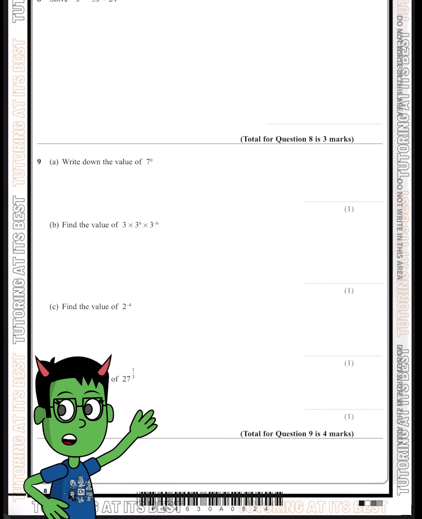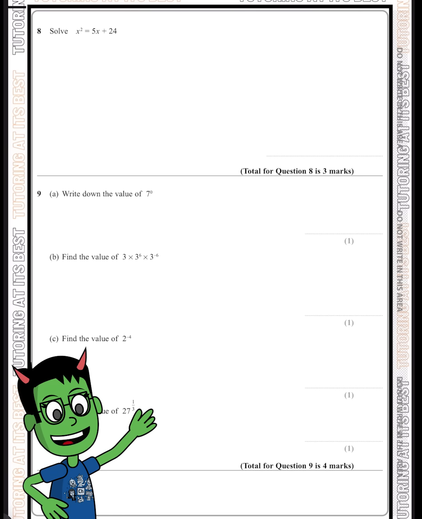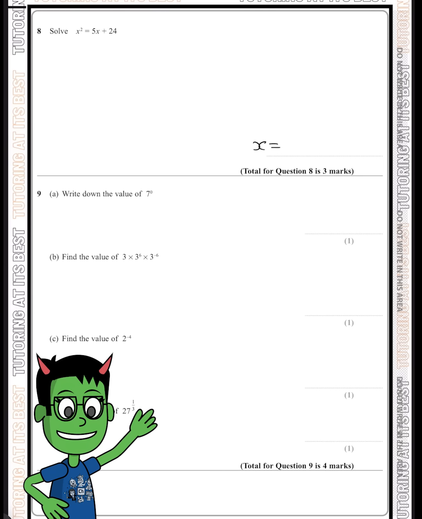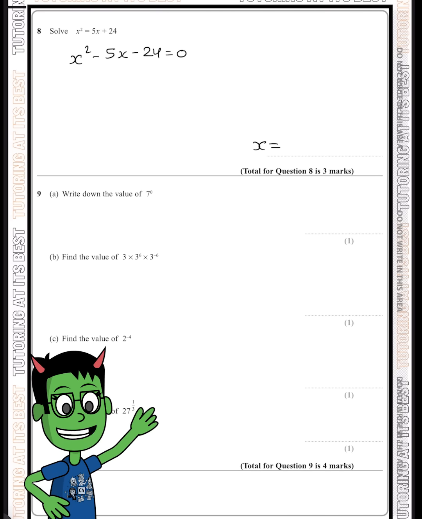Beautiful work. Let's go for question 8. Solve x squared equals 5x plus 24. Well, when you're given questions like this, they ultimately want the value of x. So we know we'll have x equals. So the first thing we're going to do is factorize this, right? So let's make it equal to 0. So we'll have x squared minus 5x minus 24 equals 0.